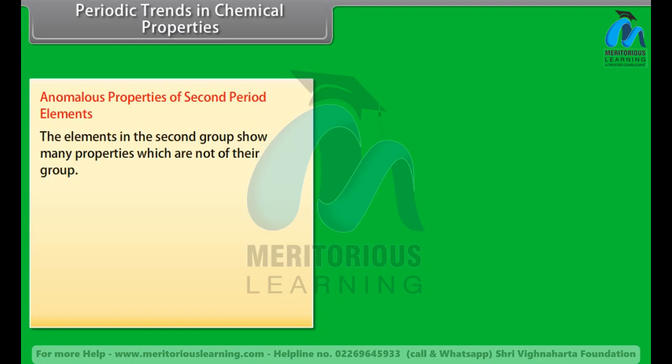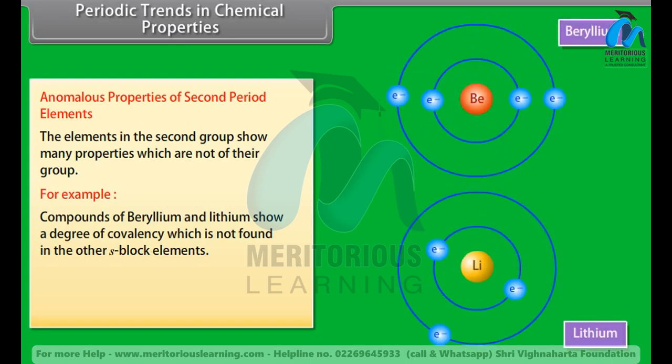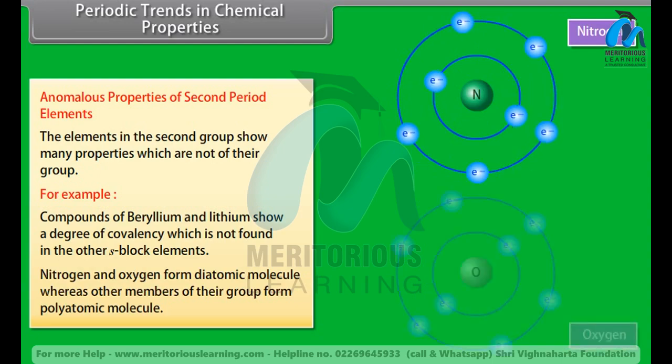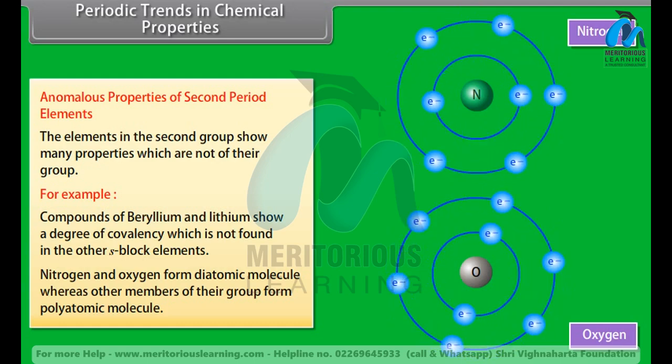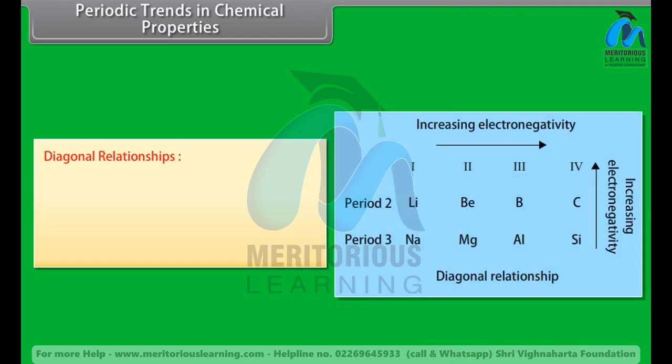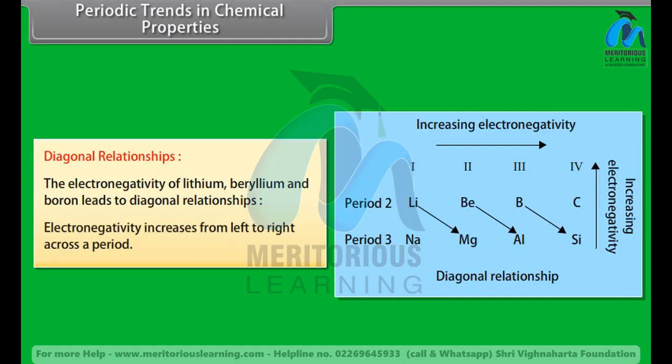Anomalous properties of second period elements. The elements in the second period show many properties which are not like those of their group. For example, compounds of beryllium and lithium show a degree of covalency which is not found in the other s-block elements. Nitrogen and oxygen form diatomic molecules, whereas other members of their group form polyatomic molecules. Diagonal relationships. The electronegativity of lithium, beryllium and boron leads to diagonal relationships. Lithium is strikingly similar to magnesium, beryllium to aluminum, and boron to silicon. Electronegativity increases from left to right across a period.